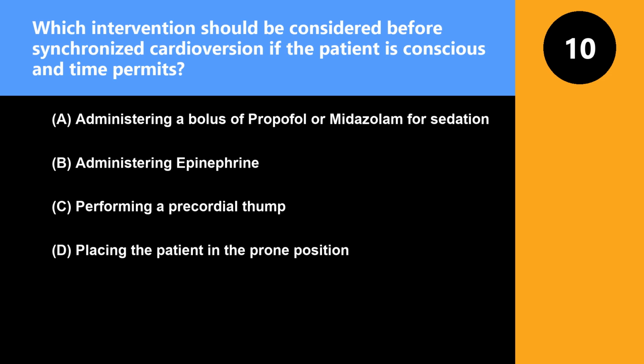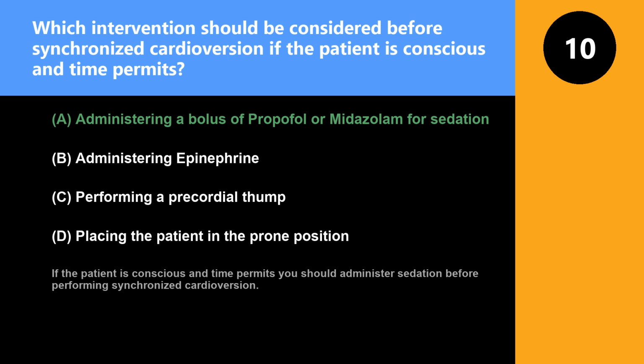Question 10. Which intervention should be considered before synchronized cardioversion if the patient is conscious and time permits? Option A, administering a bolus of propofol or midazolam for sedation. Option B, administering epinephrine. Option C, performing a precordial thump. Option D, placing the patient in the prone position. The correct answer is option A. If the patient is conscious and time permits, you should administer sedation before performing synchronized cardioversion.